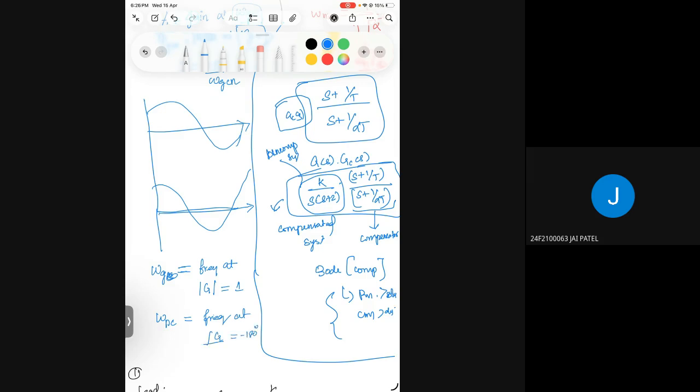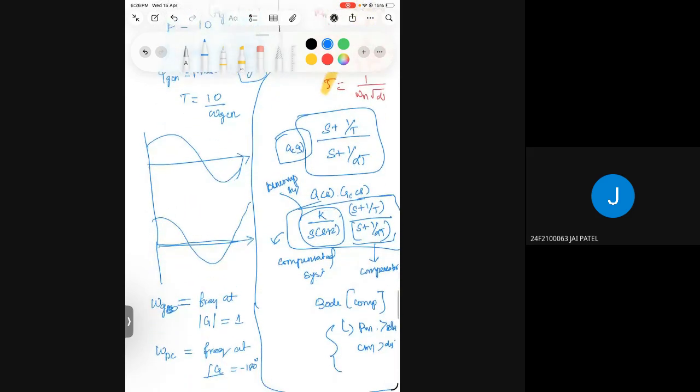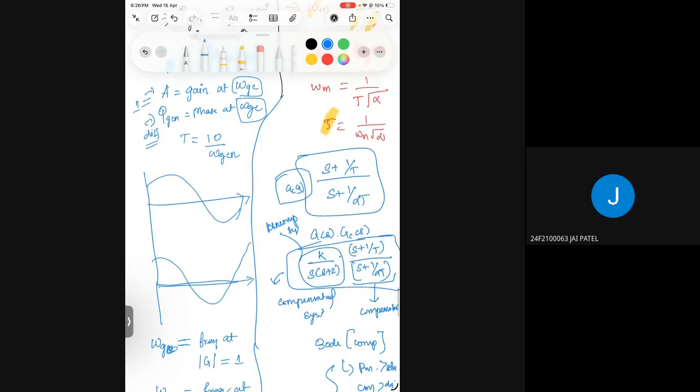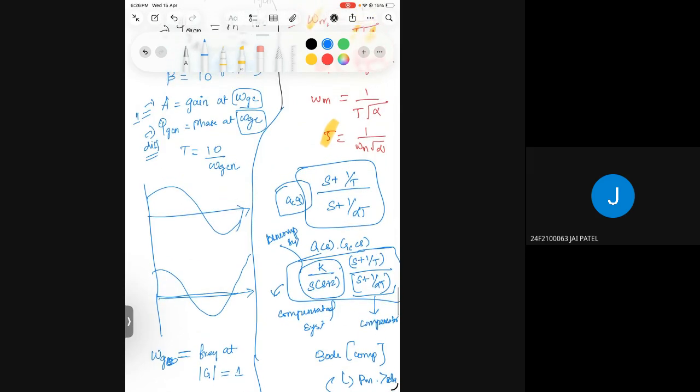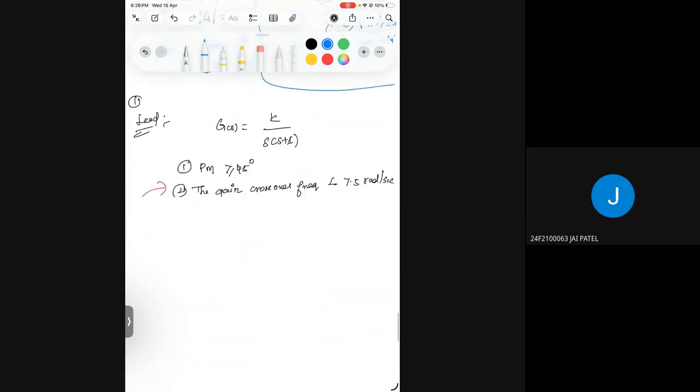Yeah. Okay, fine. Now, phase at gain crossover frequency will be different. Gain at gain crossover frequency will always be 1. That's how you found it. That was wrong, right? Yes, ma'am. Oh, fine. Good. Thanks.